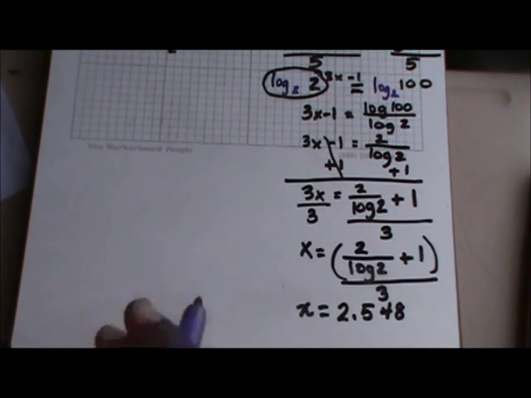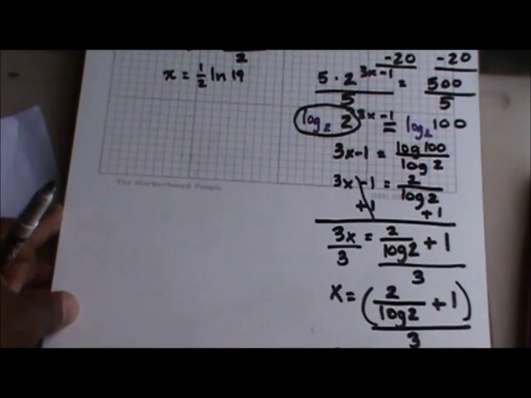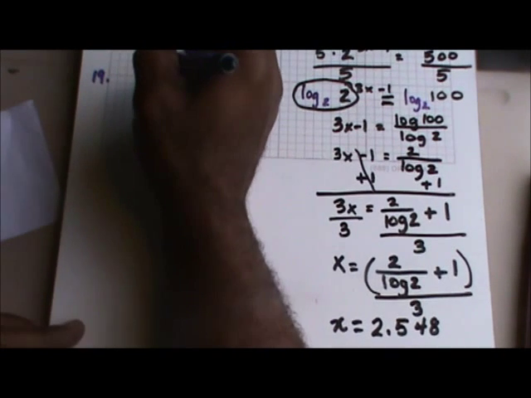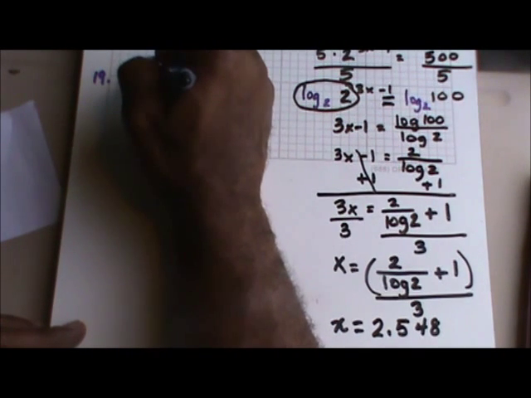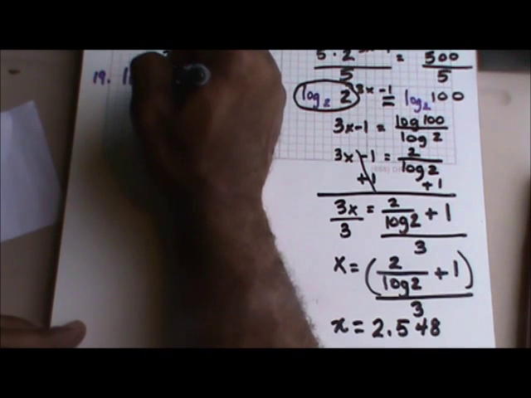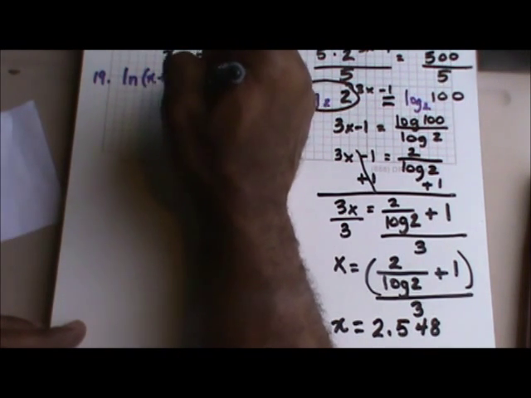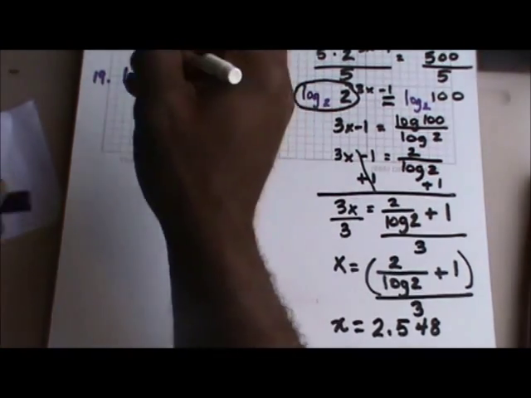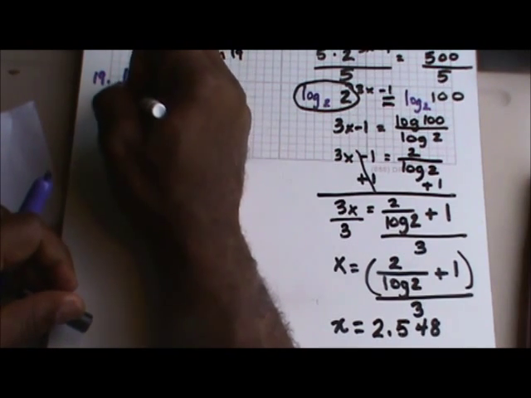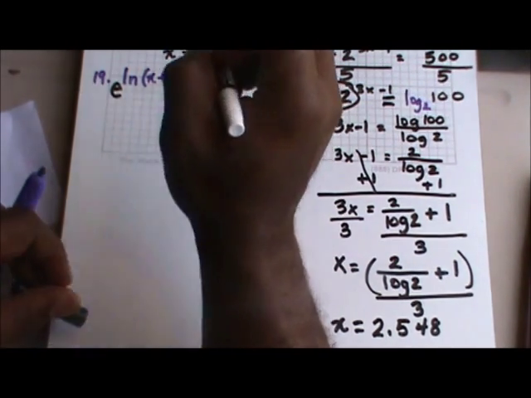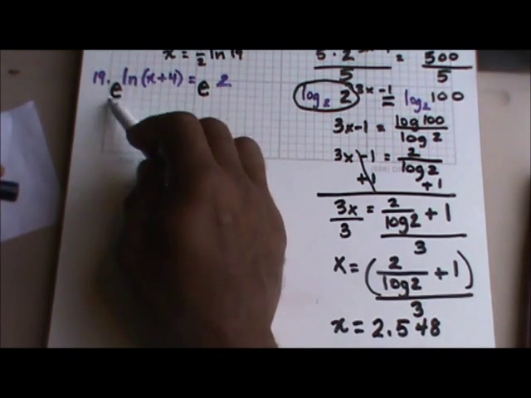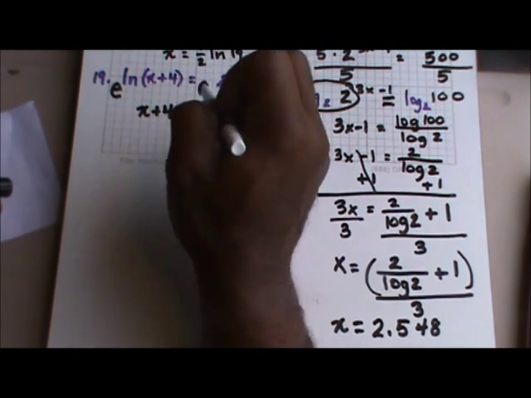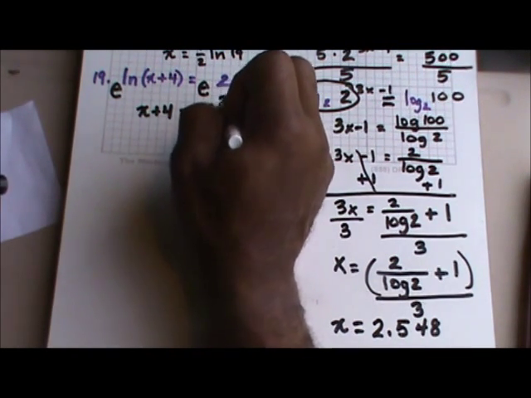All right, number 19. We can scroll. Well, we can use a space right there. Number 19. You have the natural log of x plus 4 is equal to 2. Left a little space there because the first thing I'm going to do is raise this up to an e. e to the natural log will cancel the natural log. We end up with x plus 4 is equal to e squared.